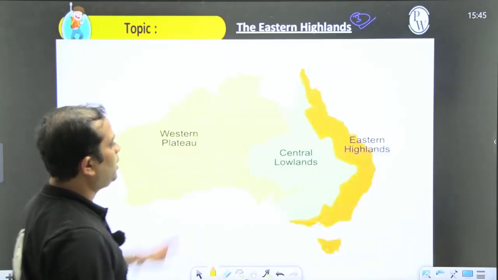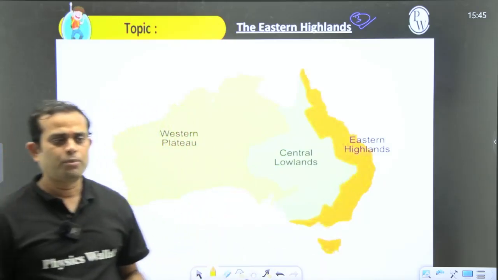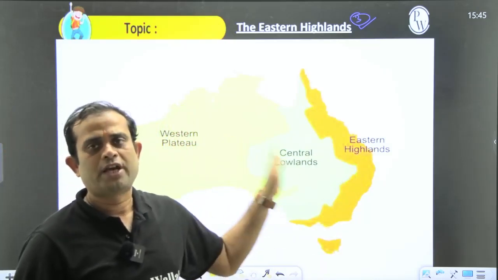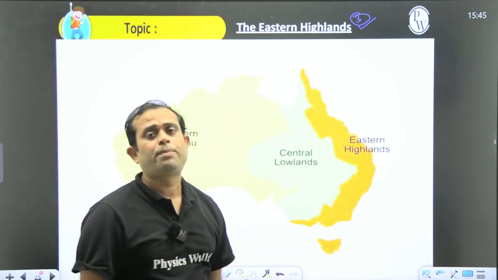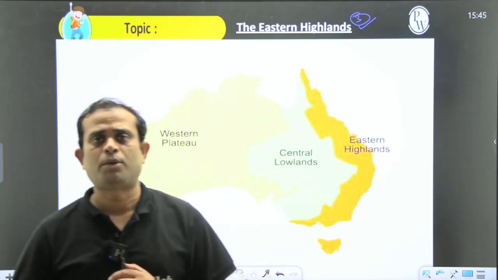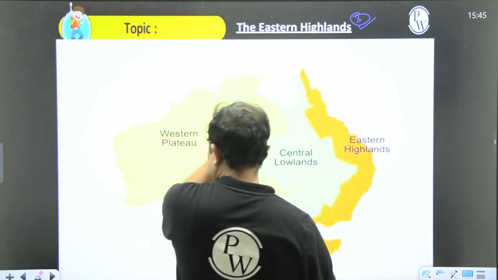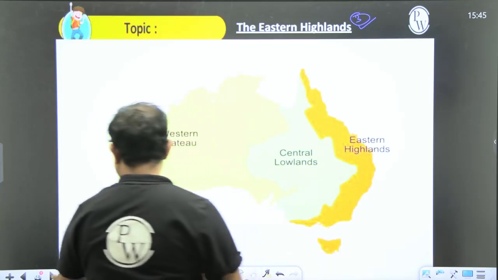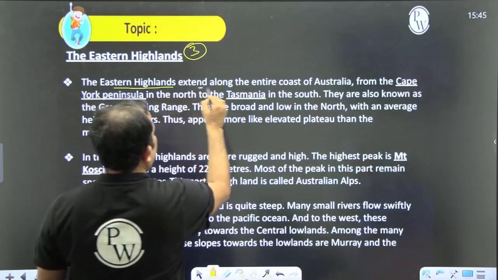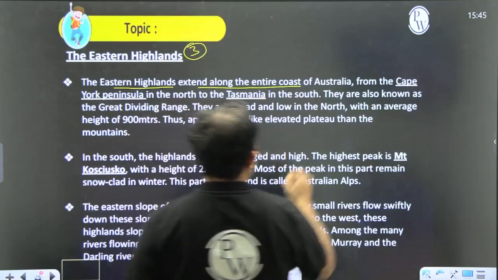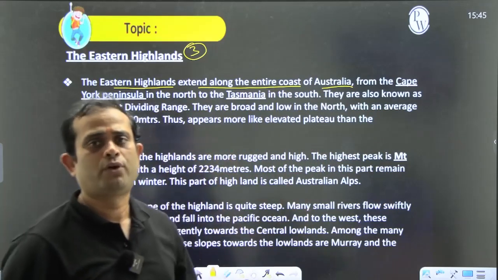If you see here, eastern highland means the eastern portion. This one is located at the eastern part of Australia. Eastern highlands extend along the entire coast of Australia.